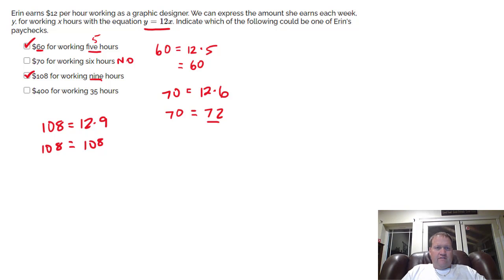And let's try the last one. Is it possible to earn $400 for working 35 hours? Well, that would be 12 times 35. And in order for us to figure out if that's an option, we can resort to the calculator, or we can multiply this out the old-fashioned way.